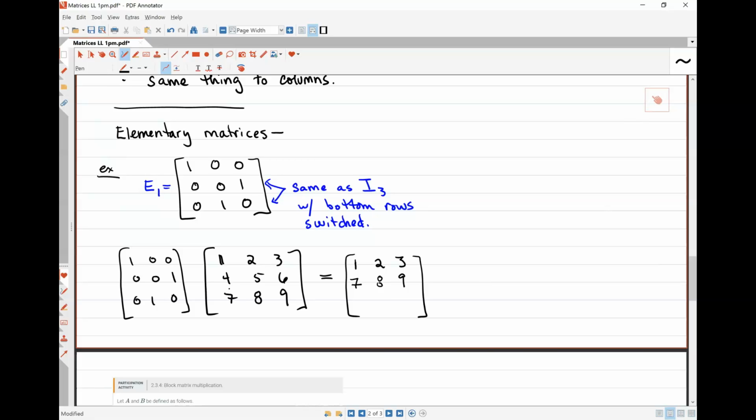And if we go through the last one, you can probably guess what's going to happen. This row is going to pick out the middle entries of each of these columns. So we'll end up with 4, 5, 6. So matrices like this are exactly just swapping rows.